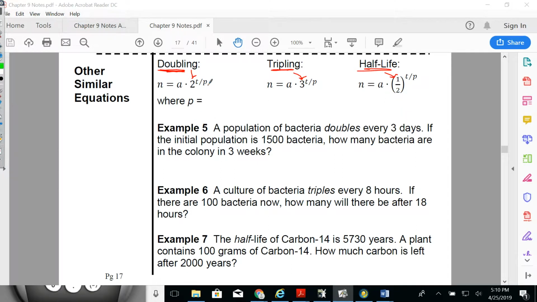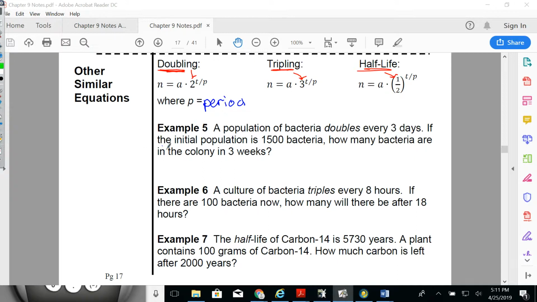The part that is different is the P value. P is the period that it takes for the number to triple or to double or to cut in half. So P, for the exponent in all of these, is how long does it take to double? How long does it take to triple? And how long does it take to be cut in half?